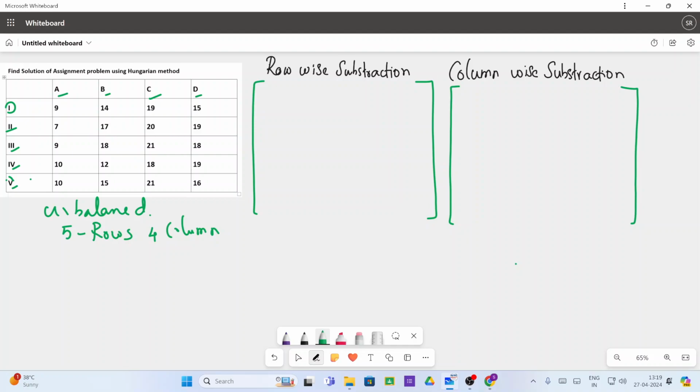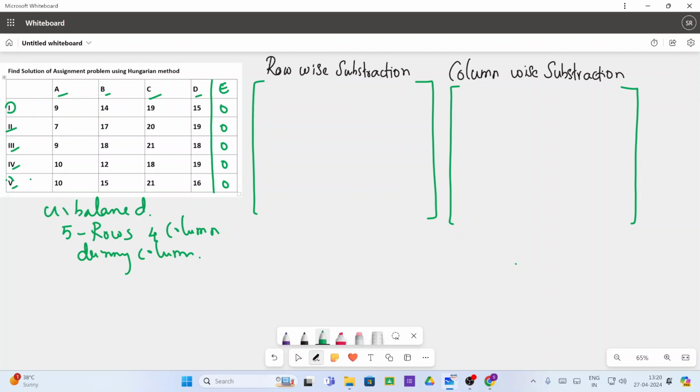Now what you need to do is introduce something called a dummy column, which means you introduce a new column, which we call E, and all the values will be 0. So this is the first step: check whether the problem is balanced or unbalanced. If it is balanced, straight away you can solve it. If it is unbalanced, you have to balance it by introducing a dummy row or a column, whichever is required.